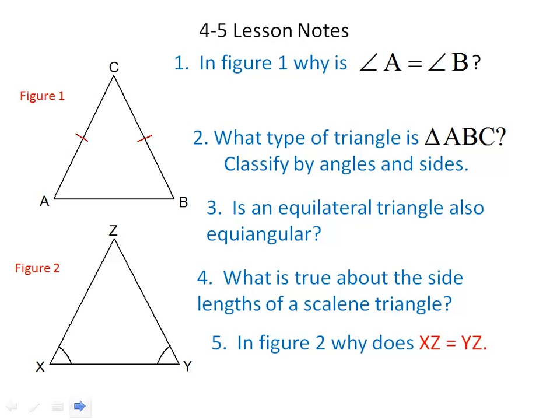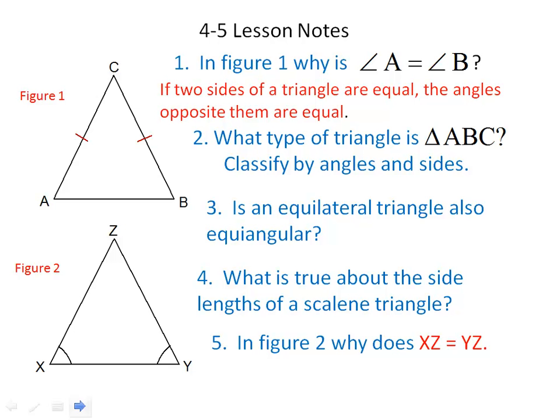Some of the main points in here. This first question says, in figure 1, why is angle A equal to angle B? What you're going to learn in this particular lesson is theorem 9, which is stated right here: if two sides of a triangle are equal, the angles opposite them are equal. The angle opposite AC is angle B, and the angle opposite CB is angle A. So these two sides are equal as they're marked. That means the angles opposite them are also equal. So keep that in mind.